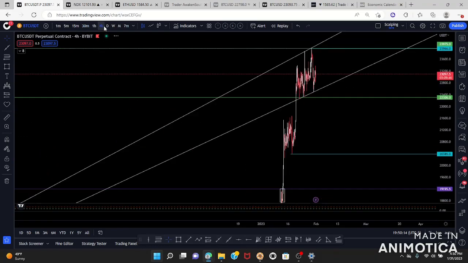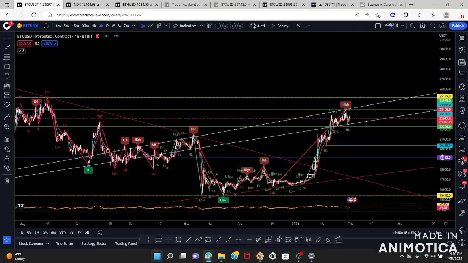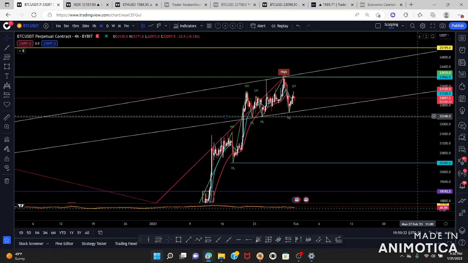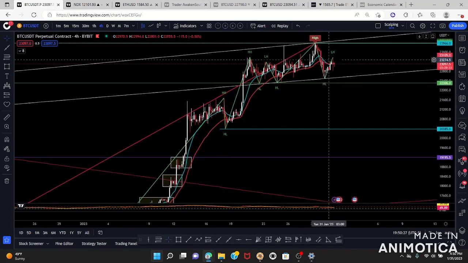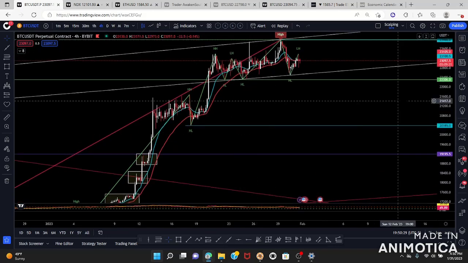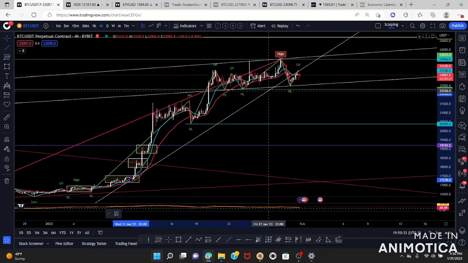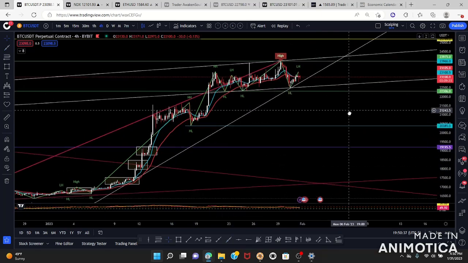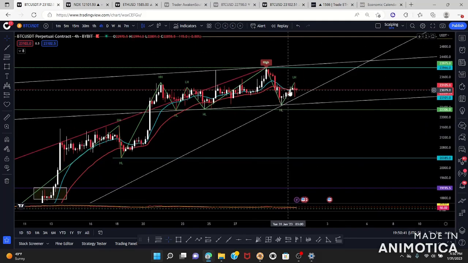So for me to take a short, I need a 4-hour trend line to break. Okay. So let's make that 4-hour trend line. So we have our 4-hour range, which is our green horizontal lines. And this will be my 4-hour trend line. And also I need my 12 and 26 EMAs to cross.